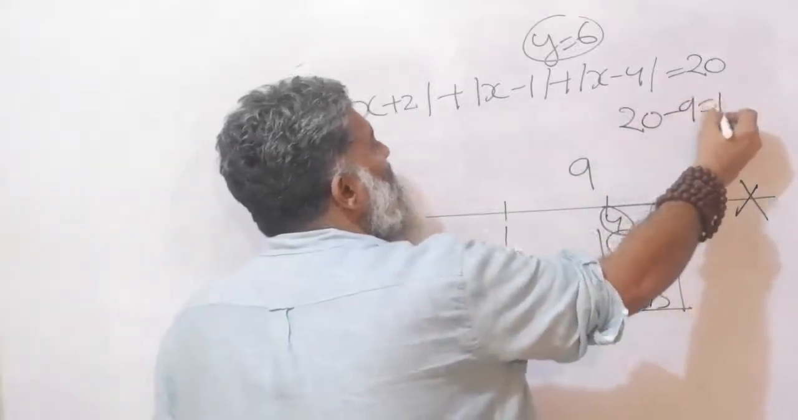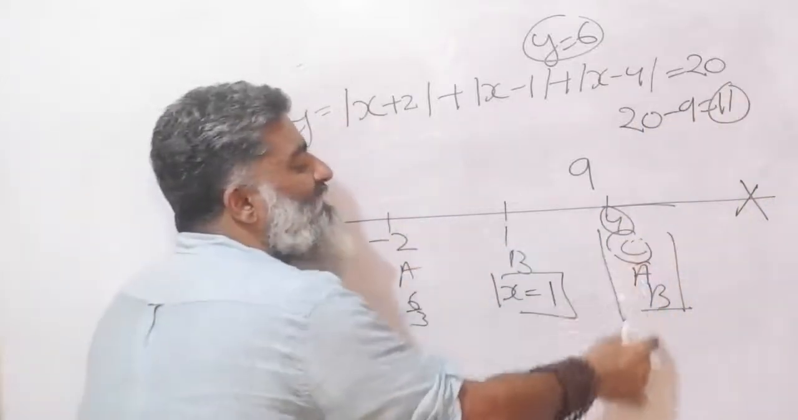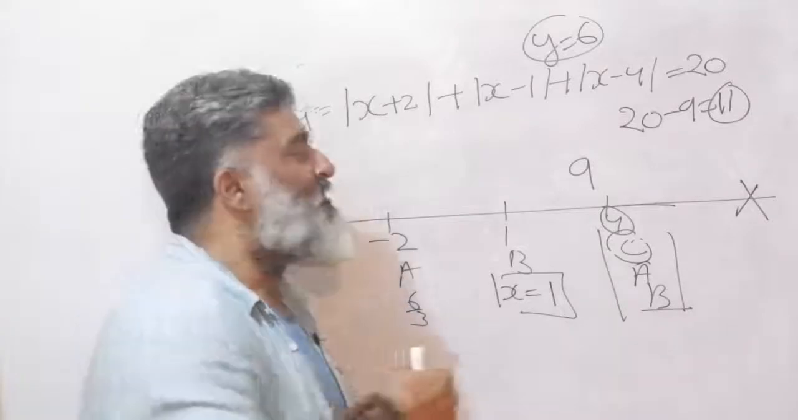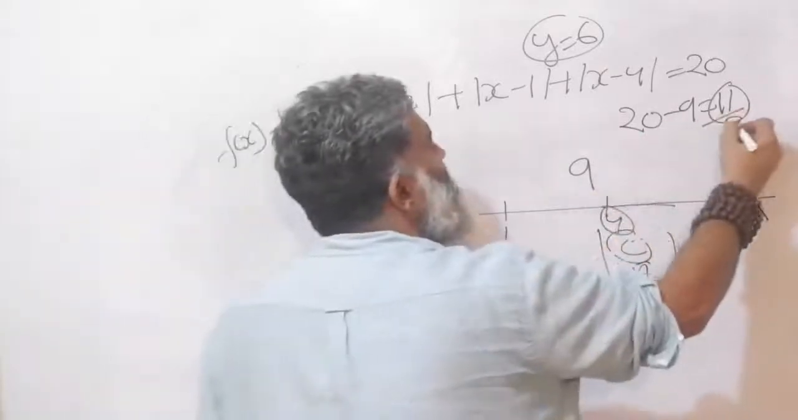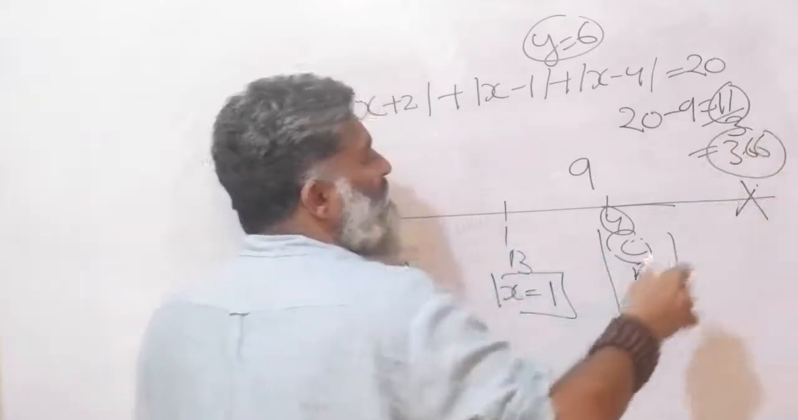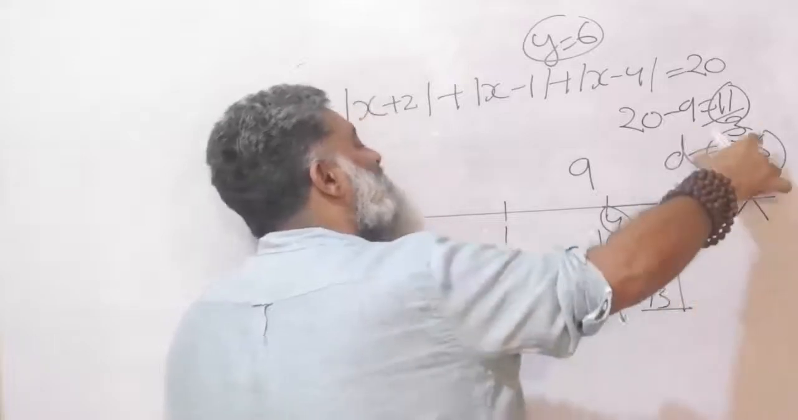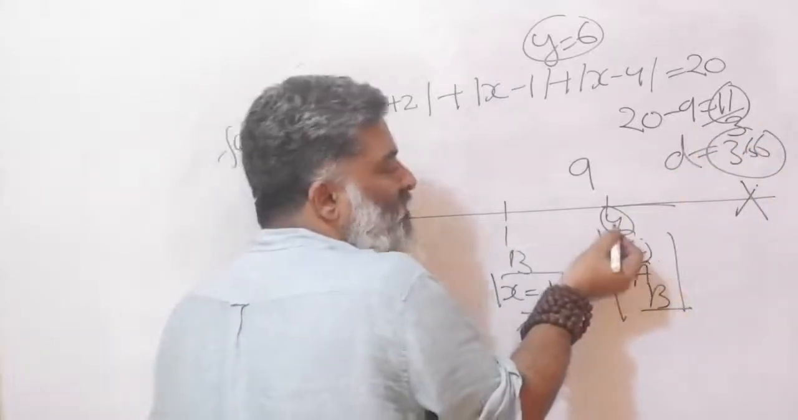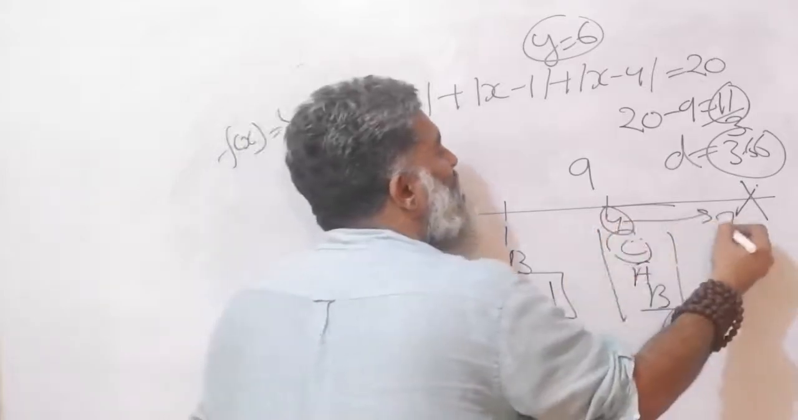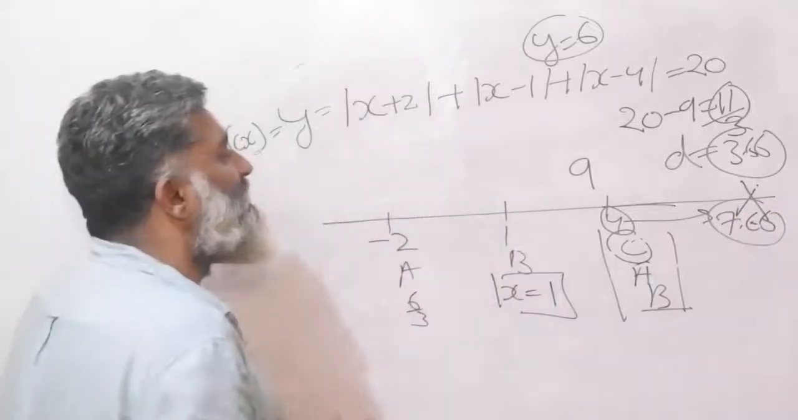20 minus 9 will give me 11. Now 11 units need to be traveled by 3 people, and I know the distance traveled by each is the same. So I should just divide this 11 by 3, and once again I will get 3.66. 3.66 is not my answer. 3.66 is my distance from C's house, from this point. So add 3.66 to 4 and your answer will be 7.66. Check it for yourself by plugging it here.